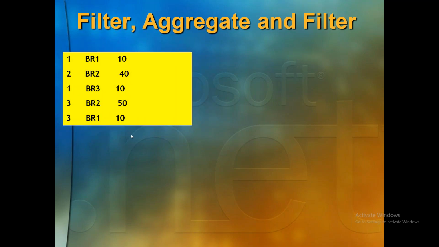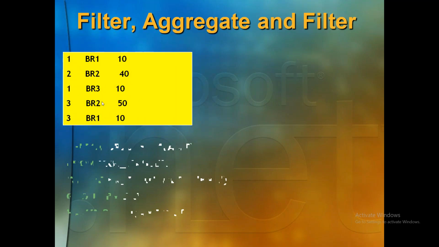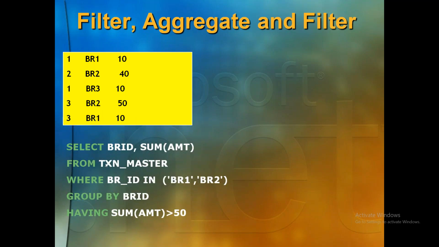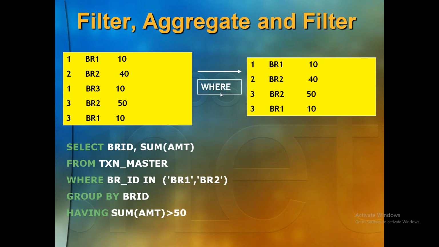So this is my data, and this is a transaction table. This is the query. What is the table name? Transaction master. So branch ID, sum of amount. What I am trying to do is go to this table where branch ID in BR1 and BR2. First, the where clause is going to be applied. BR3 data got eliminated. Have you seen the first filter, the where clause, applied?